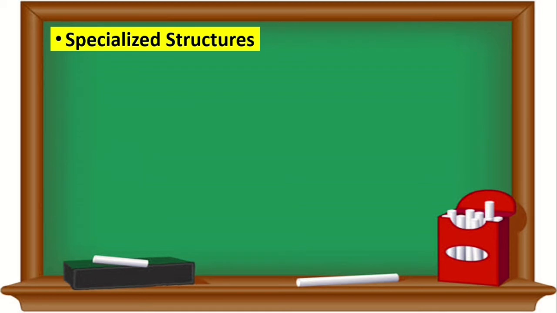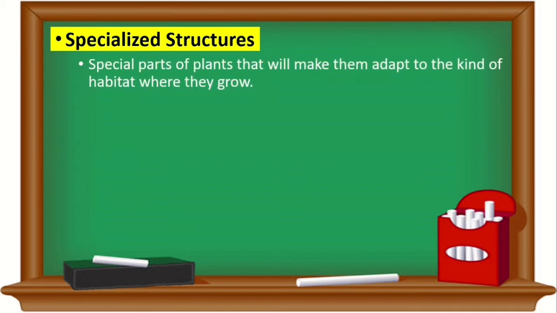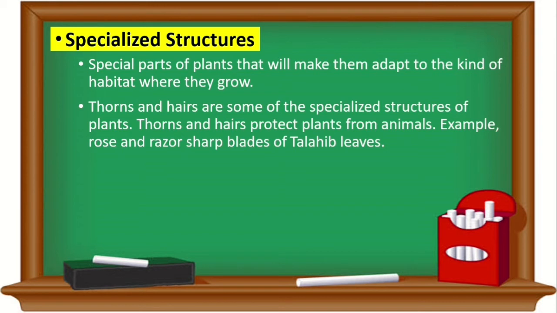Next is the specialized structures. So this is the special parts of plants that will make them adapt to the kind of habitat where they grow. Thorns and hairs are some of the specialized structures of plants. Thorns and hairs protect plants from animals. Example, roses and razor-sharp blades of talahib leaves.